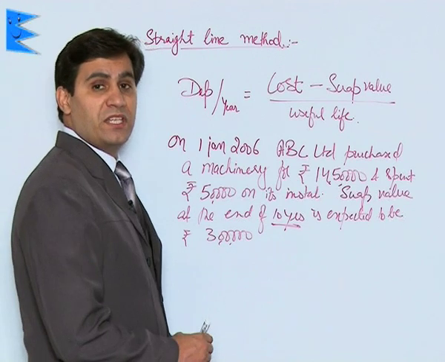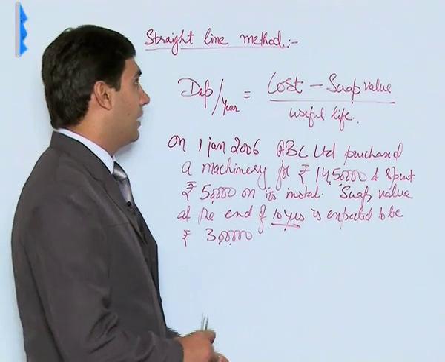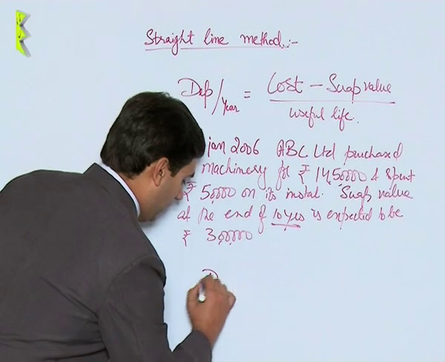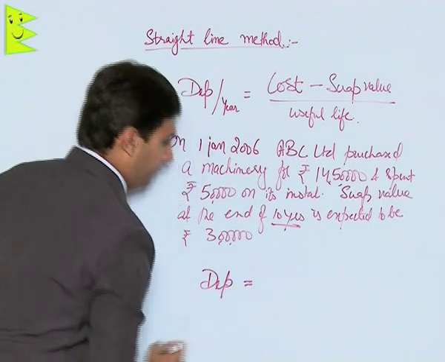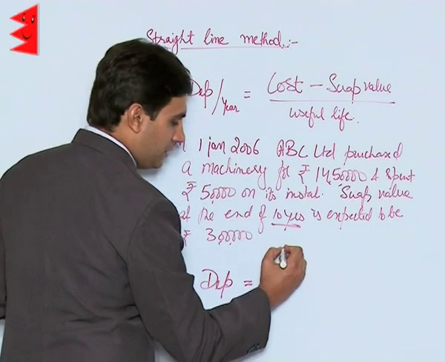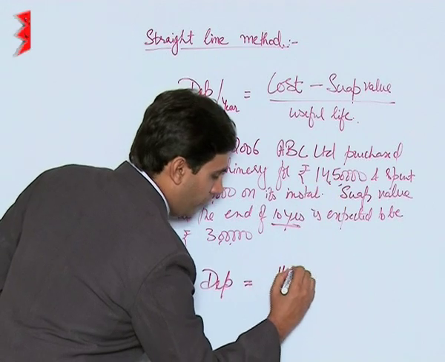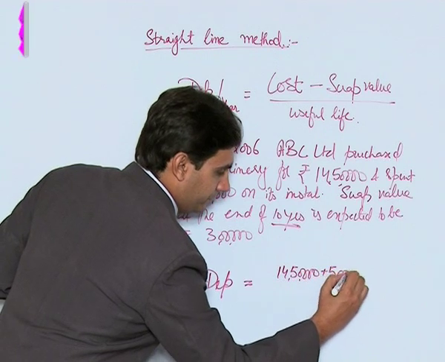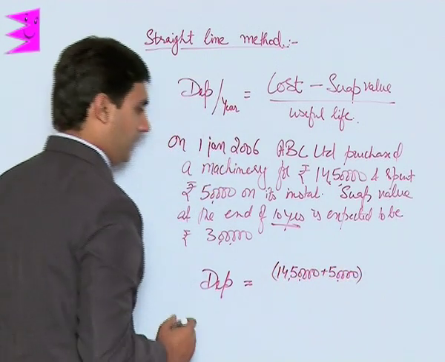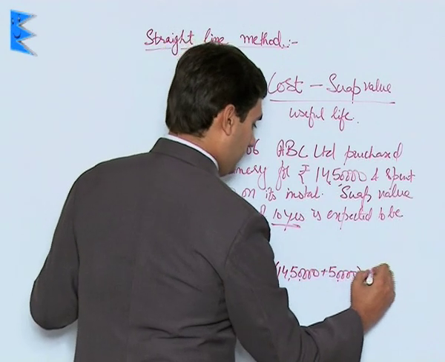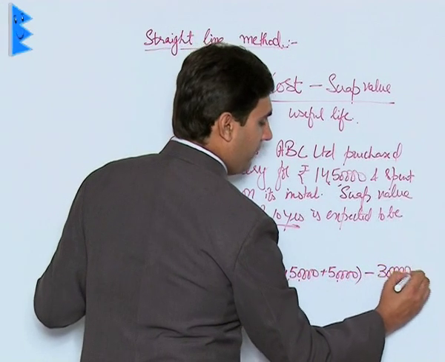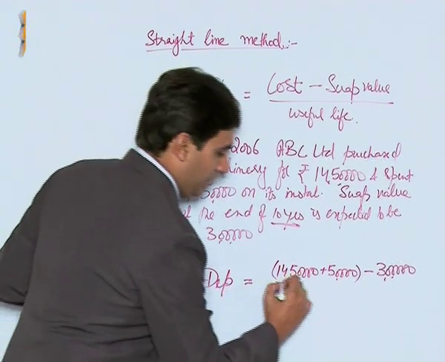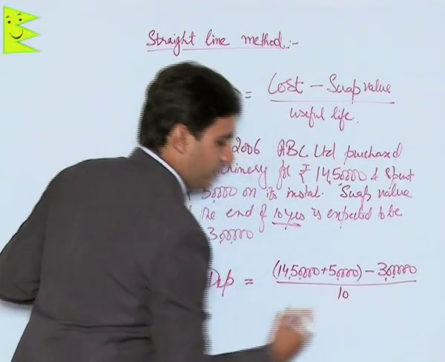So what would be the depreciation that should be charged each year under the straight line method? We can calculate by using this formula. Depreciation would be equal to cost. In this case, cost is equal to 14,50,000 plus 50,000, minus the scrap value. In this case, the scrap value is 3 lakh, divided by 10 years.